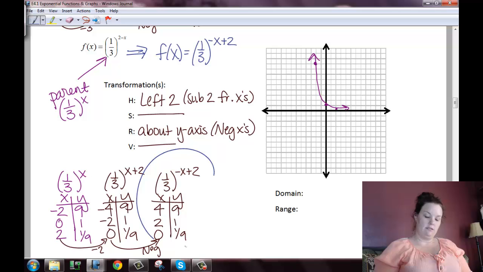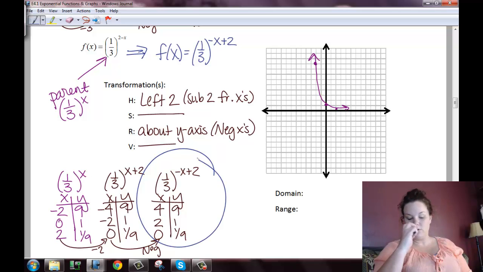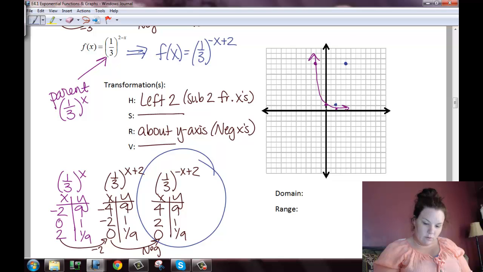I'm going to go ahead, this is my final xy table. So I'm going to go ahead and plot these points. When x is 4, 1, 2, 3, 4, I'm up at 9. 1, 2, 3, 4, 5, 6, 7, 8, 9. When x is 2, I'm up at 1. And when x is 0, I'm at 1/9. So it looks something like this.